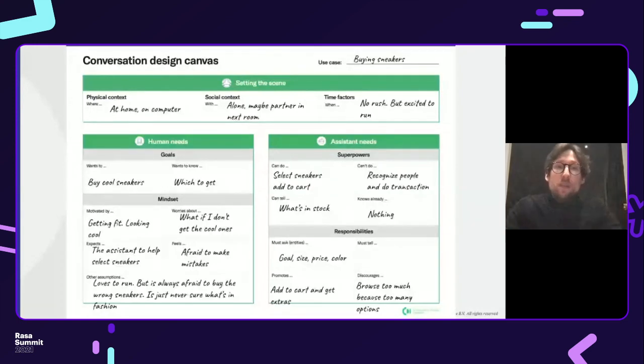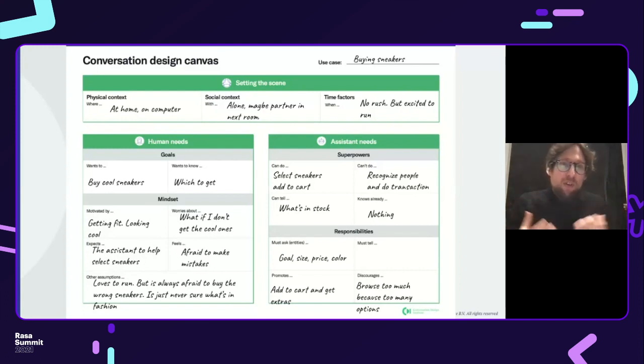So we're going to assume that somebody's at home on the computer when they're reaching out to buy sneakers. Maybe their partner's in the next room, but not interfering with the conversation. They're not really in a rush, but they're excited to get running again. So what do they want to do? The human wants to buy cool sneakers, and wants to know which ones to get.